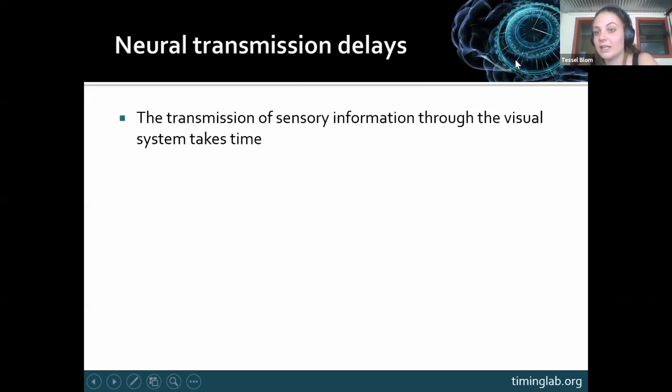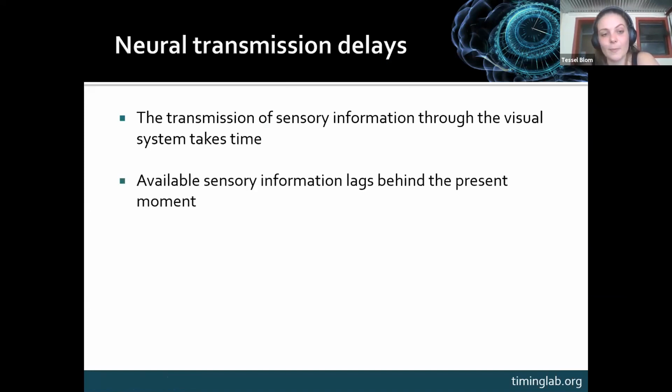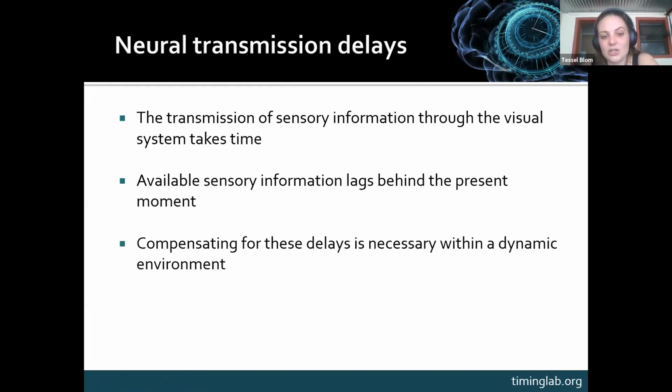The reason we are interested in this in our lab is that, because of neural transmission delays, the transmission of sensory information, any sensory information but we are mainly focused on visual information, through the visual system simply takes time. That means any available sensory information is lagging behind the present moment. This wouldn't necessarily be an issue if we weren't living in a dynamic environment. If things are moving or you have to catch a ball, accurately being able to localize the object is a necessity in order to interact with it.